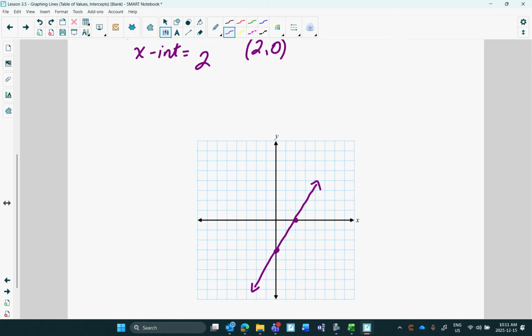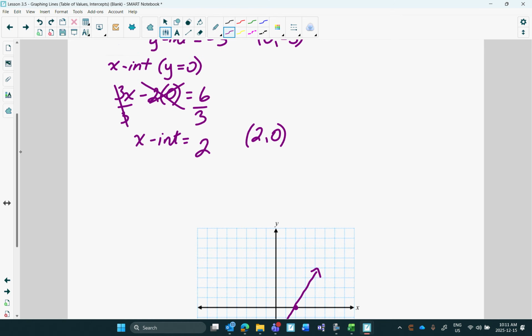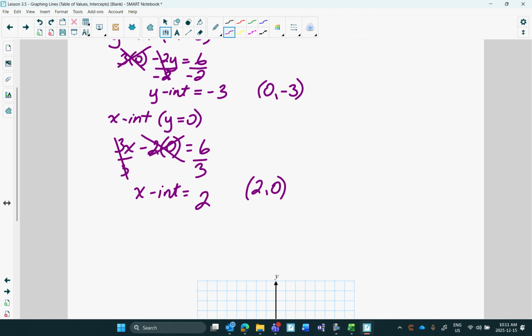Biggest mistake students make with this: they think that these are 1 point. So they'll plot 2, -3. And then they'll say, okay, well, how do I graph a line? How do I know which way it goes? Well, you can't. You can't graph a line from 1 point. You need a second point. Remember, we're finding 2 separate points: the point where it crosses the y-axis, and the point where it crosses the x-axis.